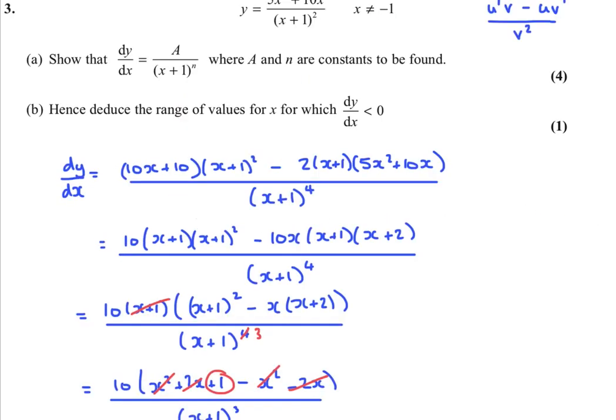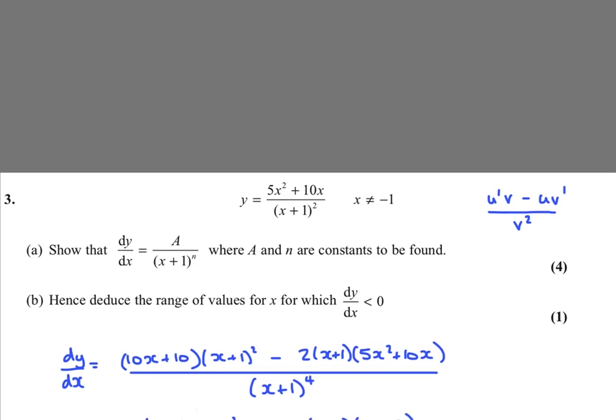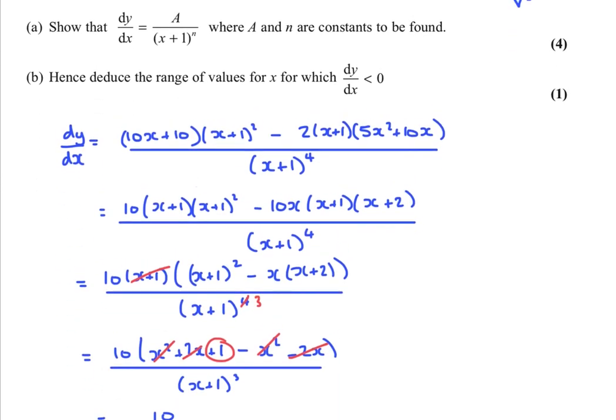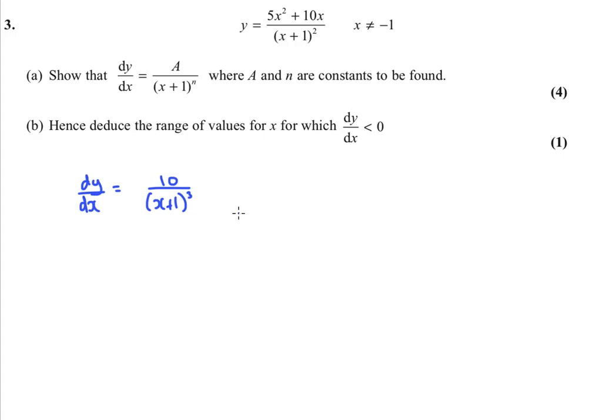So if you go back to the top, it says so that dy by dx equals a over x plus 1 to the power of n, where a and n are constants to be found. So we've done that. A is our top number, that 10, and n is the power, which is 3. Okay, part B then says deduce the range of values for x for which the gradient is negative.